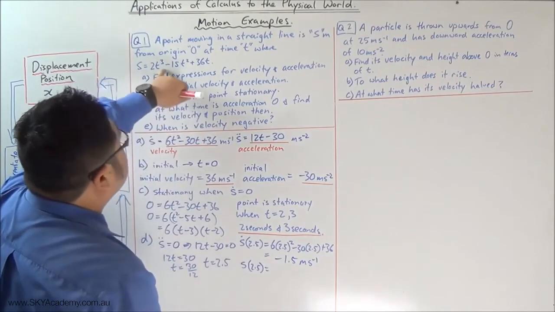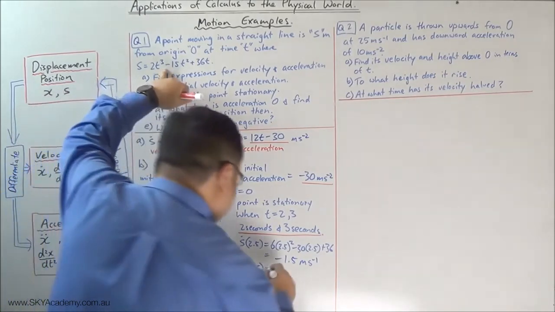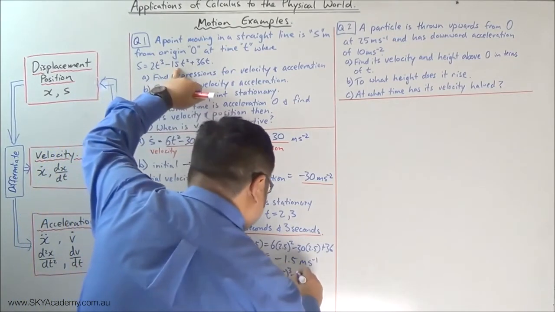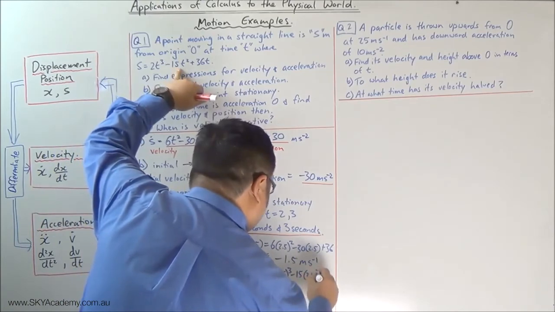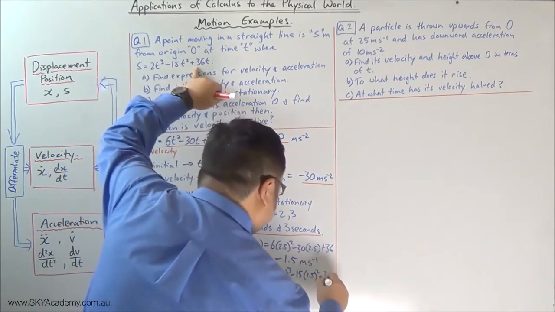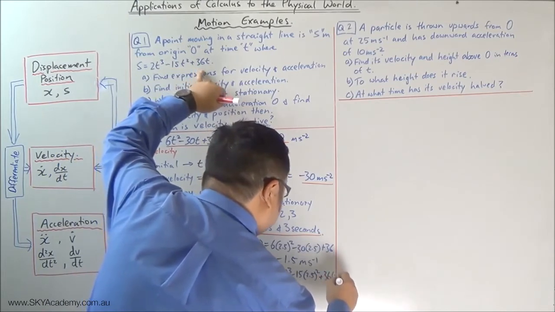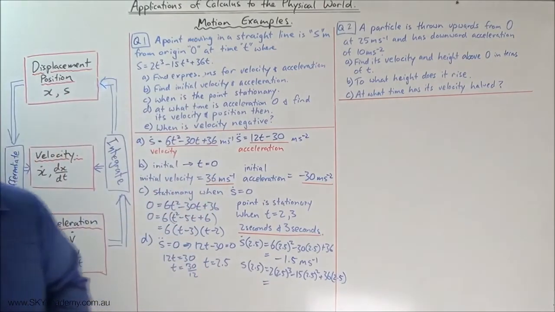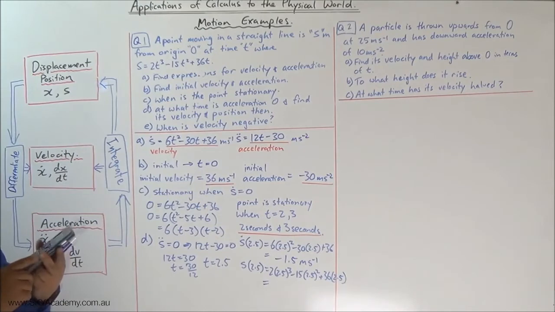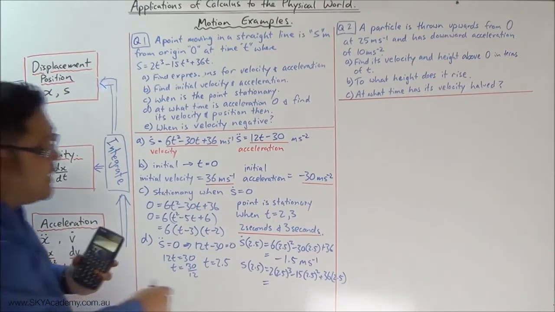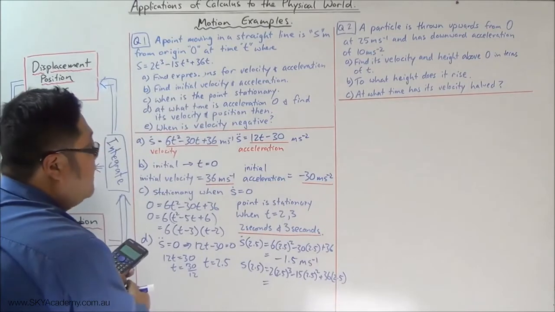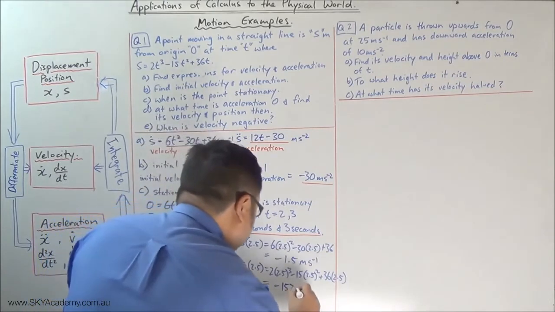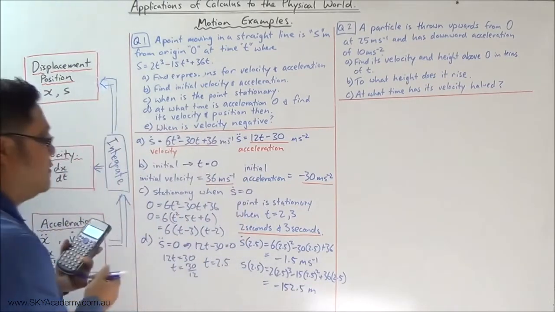And then the displacement, let's work that out. Substitute 2.5 into there, becomes 2 outside of 2.5 cubed minus 15 lots of 2.5 squared plus 36 times 2.5. Does that make sense? Put that all into your calculator. Okay, I plugged all of this into the calculator and what I got was minus 152.5 meters.